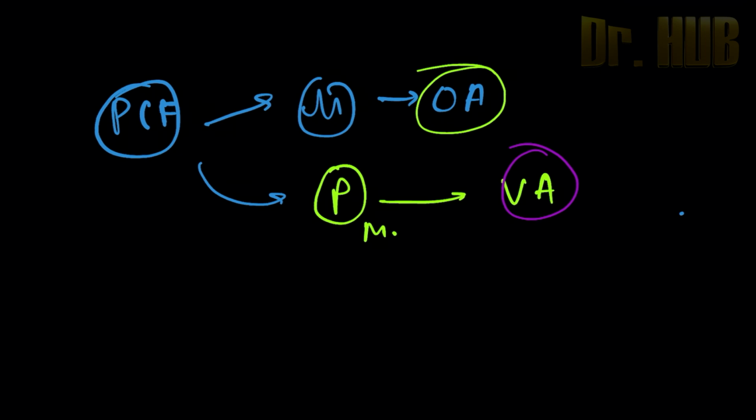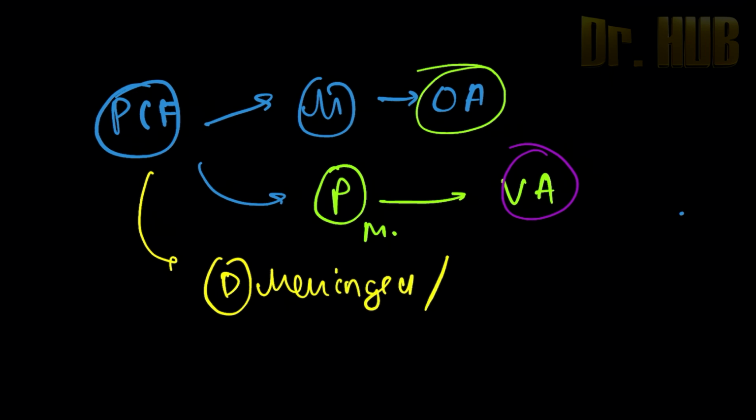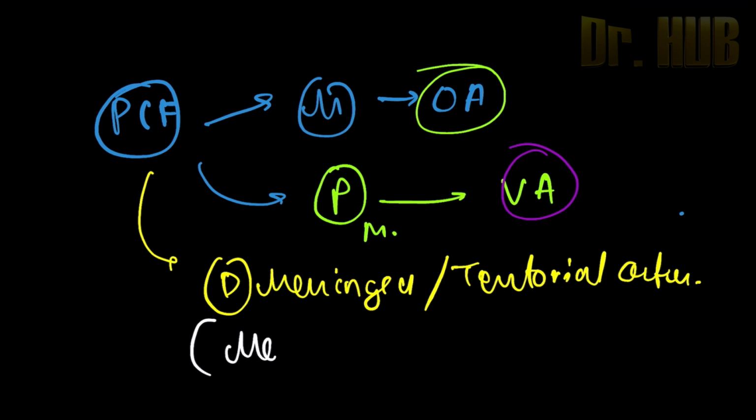Next comes the dorsal meningeal, as well as the tentorial arteries. These arise from the meningo-hypophyseal trunk.